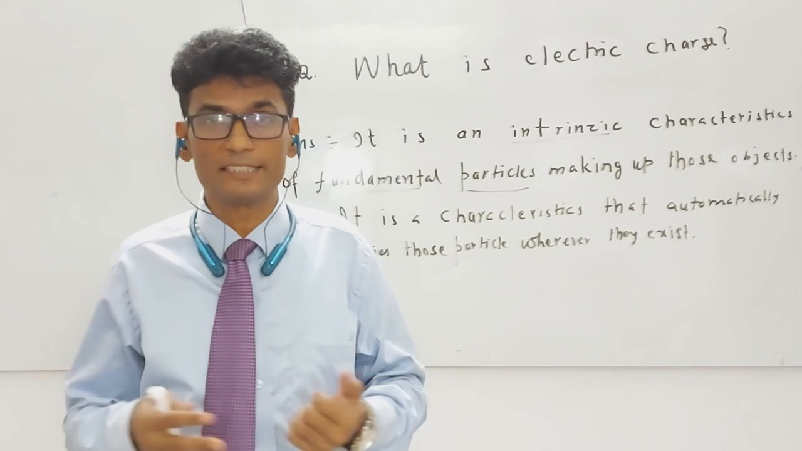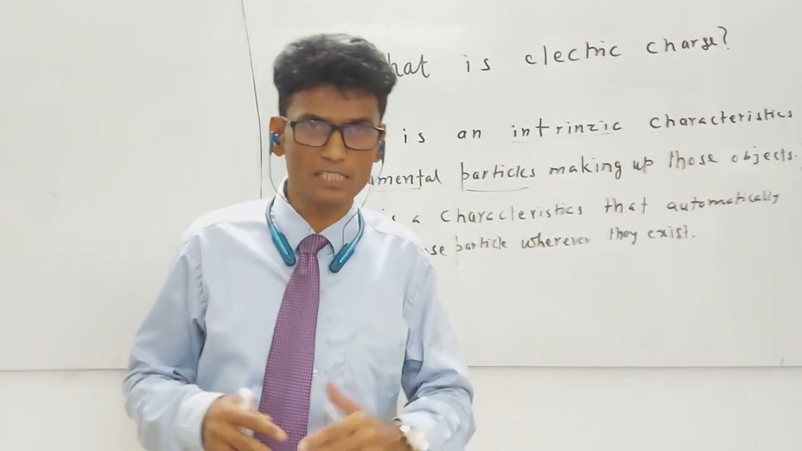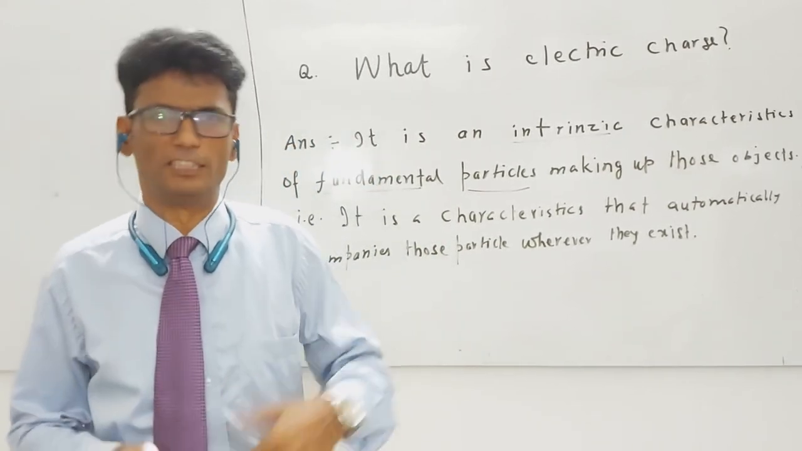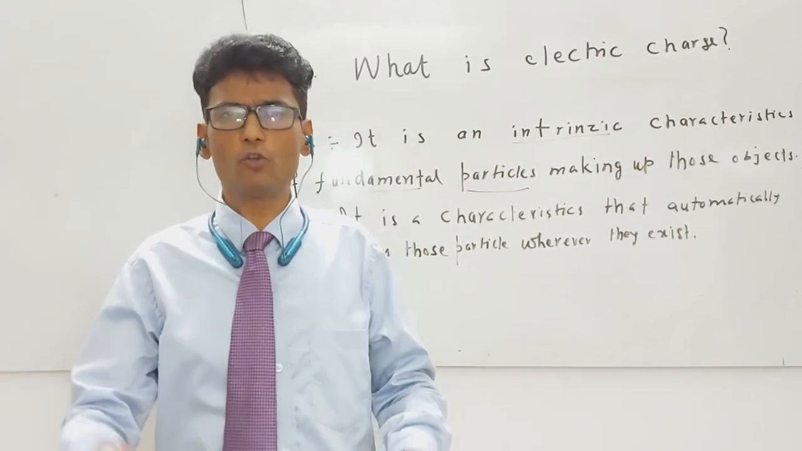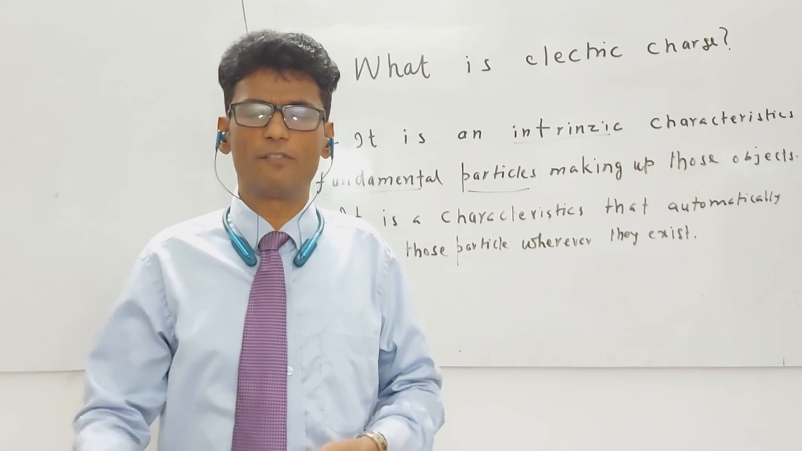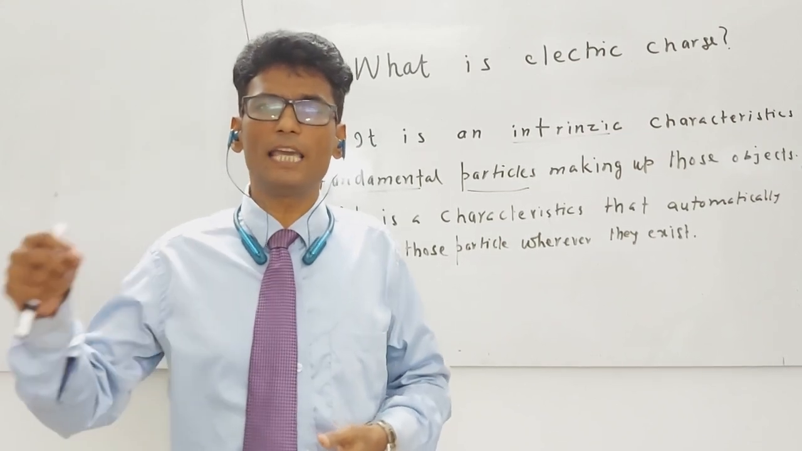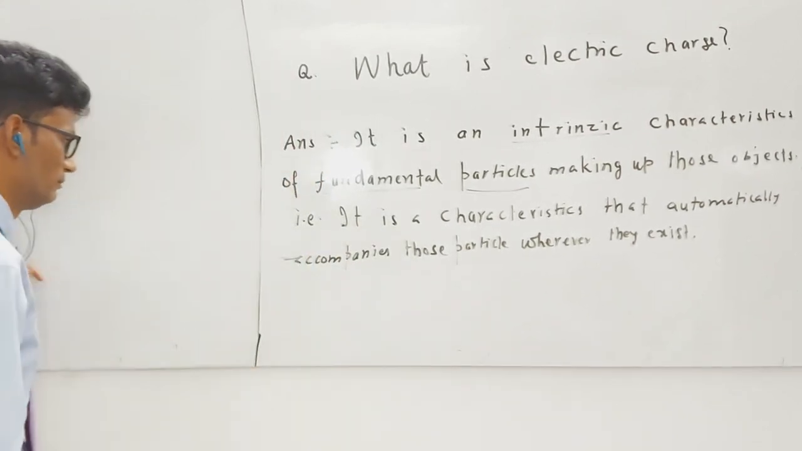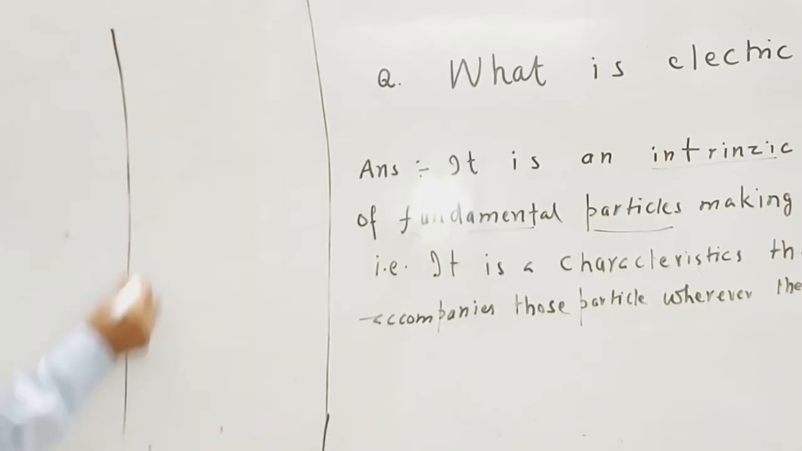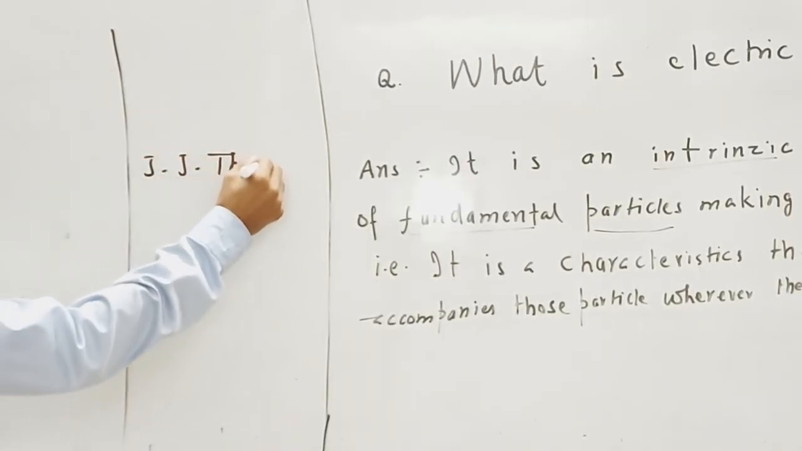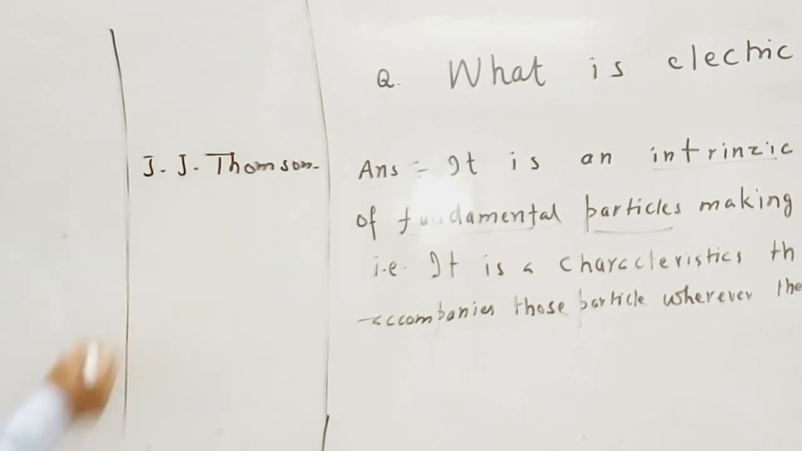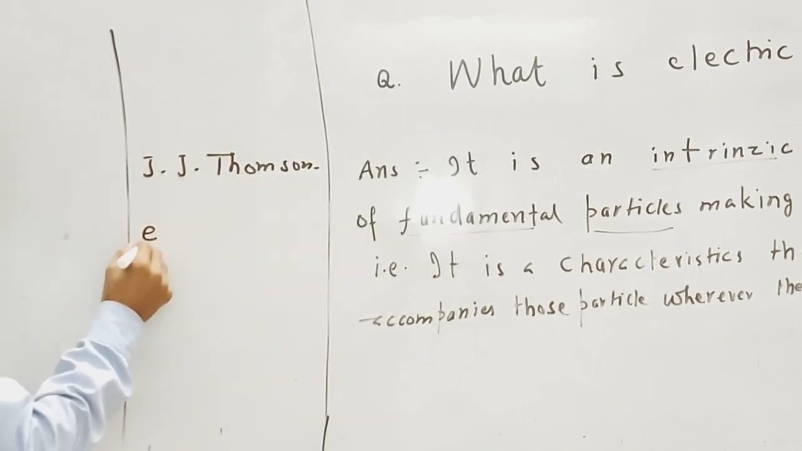What are absolute charges? You know, J.J. Thomson did an experiment and found the ratio of the value of e by m e. Look here. J.J. Thomson found the e by m ratio.